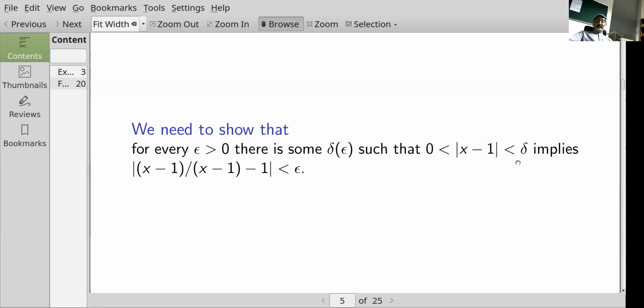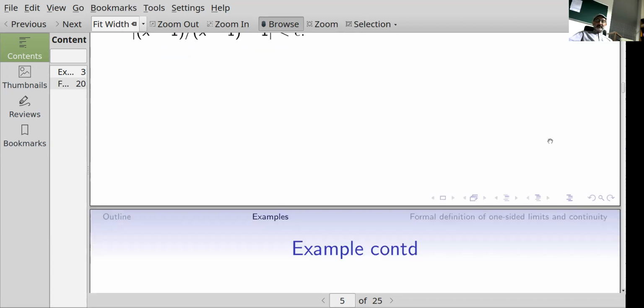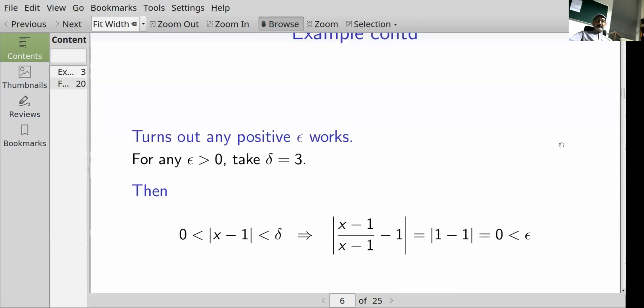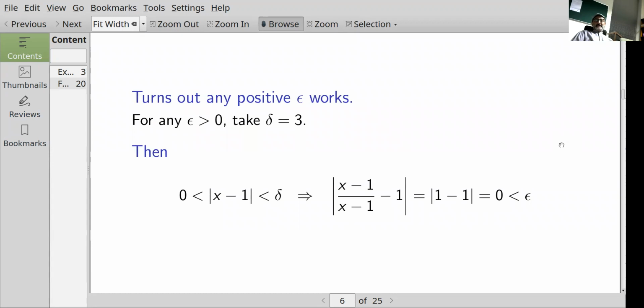Okay, so that means that it really doesn't matter what the delta is. This 0 less than absolute value of x minus 1 is doing all the heavy lifting. That's what's giving us the result. We really don't care what epsilon is. But the definition is that you have to give some delta, so we're going to just give any old delta. Okay, so let's just take delta equal to 3.